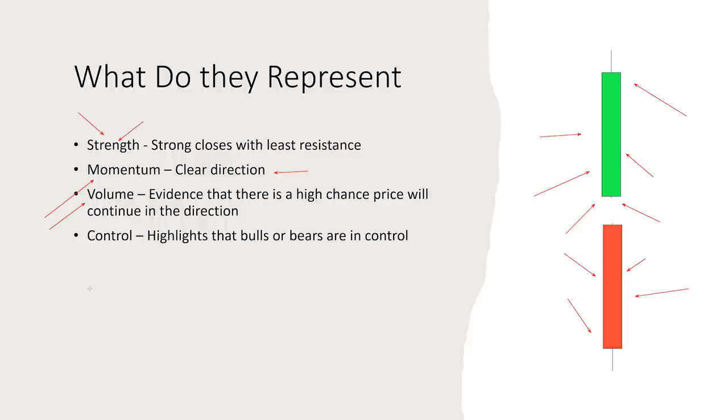The final thing that it could represent is control in the markets. This clearly identifies to us that the bulls or the bears are in control. Comparable to our indecision candles or our wick rejection candles, we can clearly see here that either the bulls or the bears are in control of the market, which should give you a lot more confidence in terms of the direction you wish to take your trades. So let's move on to the next slide.